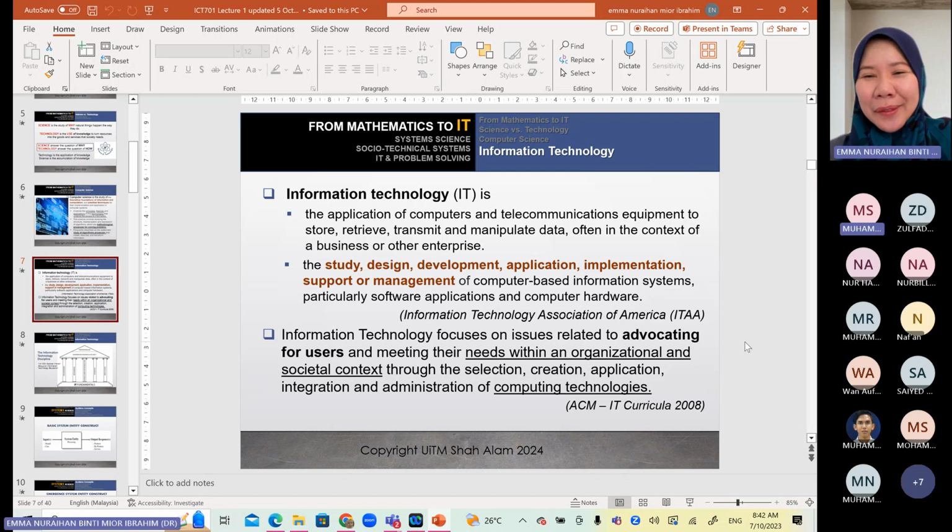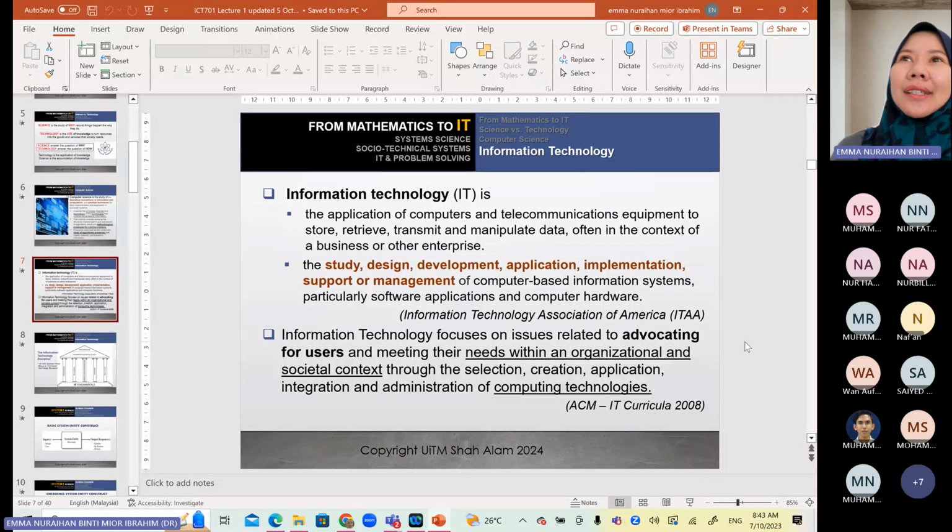What is the difference? IT is more towards information lah, macam mana information to get through, send, macam mana dia secure, macam mana dia encrypted, macam mana information tu diguna pakai, macam tu lah. Okay. Boleh lah.